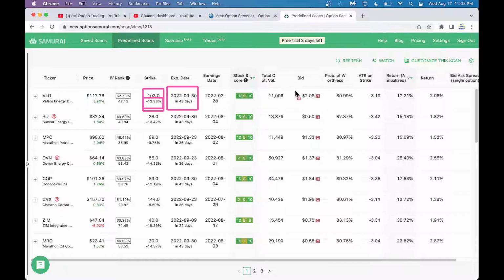As you see here, you got a bid price of $2.08. Probability of worthless is 80%. That's a pretty good chance. So you could look at this one. It gives you very good names to sell put options.